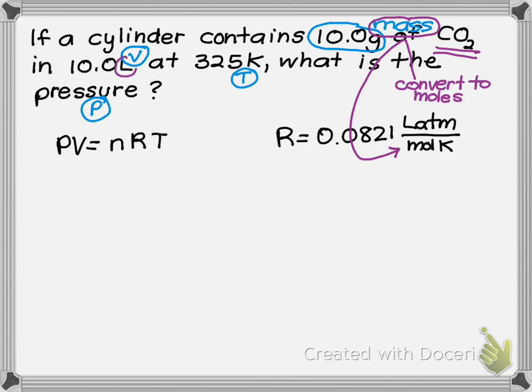Now volume is in liters, and check, liters are fine. Temperature's already in Kelvin. That's good. And P is pressure, is what I'm going to try to find. So I will find my pressure in atmospheres. So the first thing I'm going to do is convert grams to moles. And to do that, I need the molar mass of CO2.